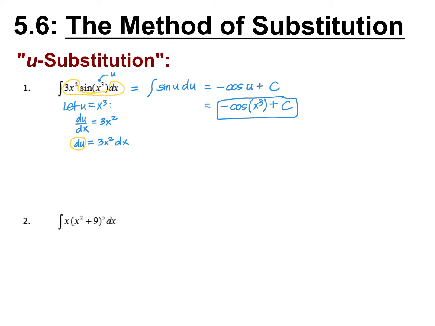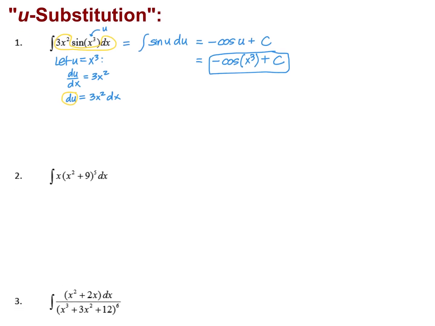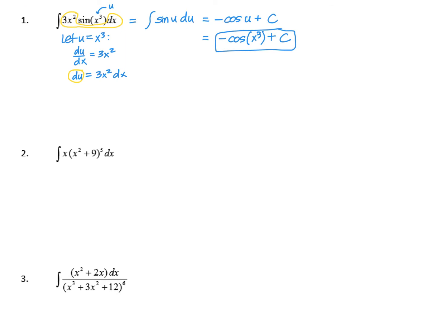Before that, let's look back at number 1. Why did we choose x cubed to be u? 2 reasons. 1, it would make this sine u, which would be much simpler to do. And also, the derivative of our choice of u, x cubed, is 3x squared, which appears elsewhere in the problem. So those are the 2 guiding principles that we're going to use to decide what u should be. So let's look at number 2.